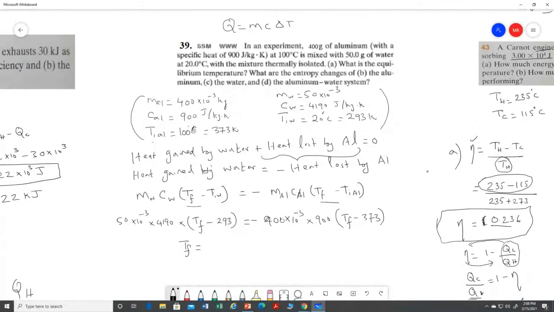I don't understand how you get the temperature final. My dear, when you mixed this temperature with water, what will happen? After some time the water will maintain the same temperature. Water and aluminium will get the same temperature. Am I right?